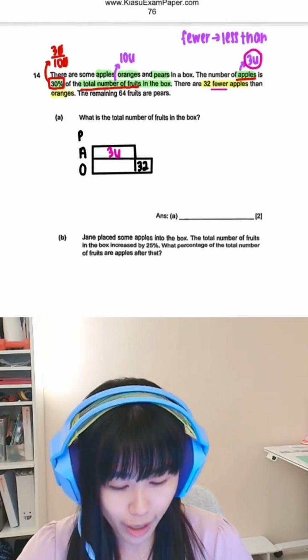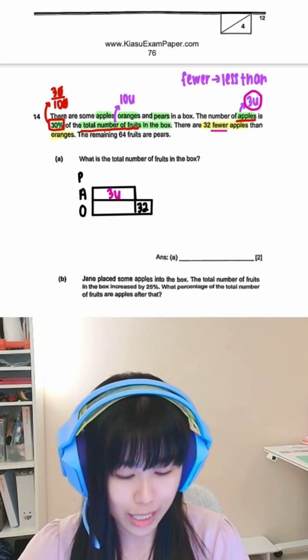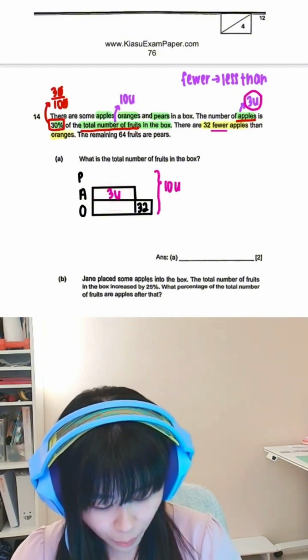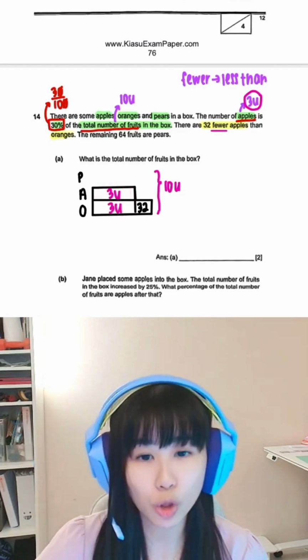And we know total, right? Earlier on, we know that total is 10 units. This whole thing here is 10 units. If I know this is 3 units, then the bottom part, same size, it must be 3 units also.